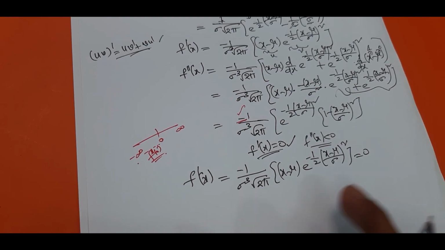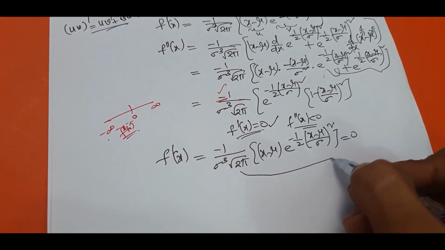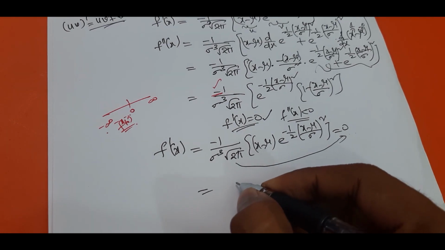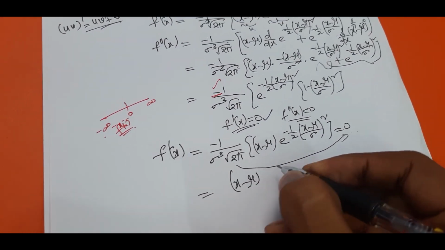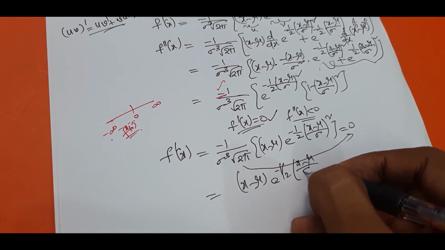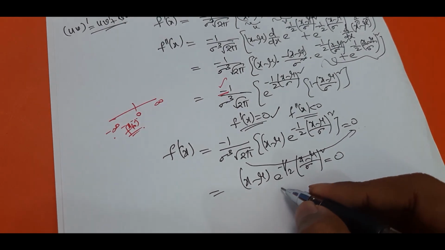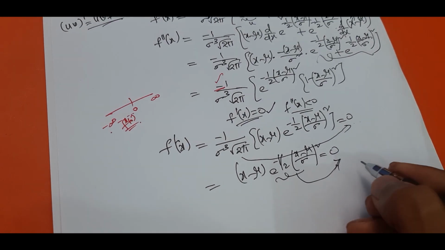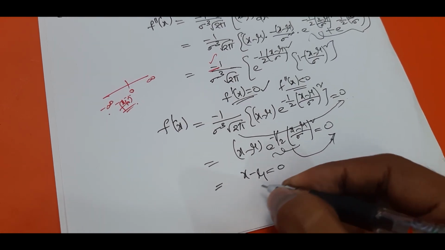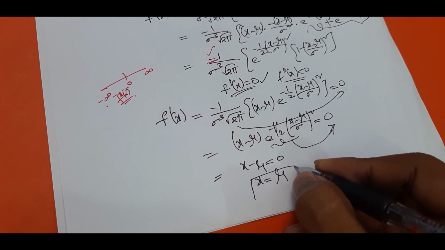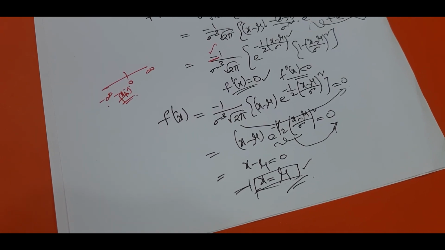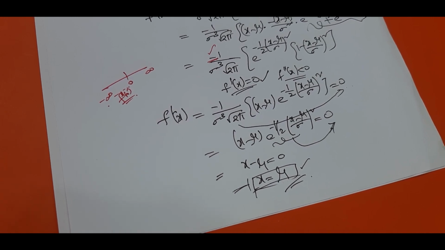Now let's take this value to here. This will become 0, and next this will become x minus mu into e power minus 1 divided by 2 x minus mu divided by sigma whole square, which will be equal to 0. Now take this value to here, this will become 0, and here this will become x minus mu equal to 0. x is equal to how much we will get? We will get x is equal to mu. So this was the mode of the normal distribution.